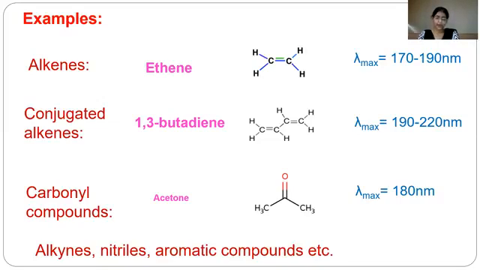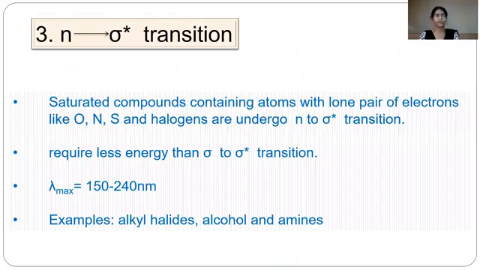Other than alkenes, in molecules which have double or triple bonds, pi to pi antibonding transitions are possible. Like carbonyl compounds: in the case of acetone, a C=O group is there, so the pi to pi antibonding transition in acetone is observed at 180 nanometer. Other than this, molecules having triple bonds, alkynes, carbon-nitrogen triple bonds, nitriles, aromatic compounds, and some other molecules which have double or triple bonds can show pi to pi antibonding transition.